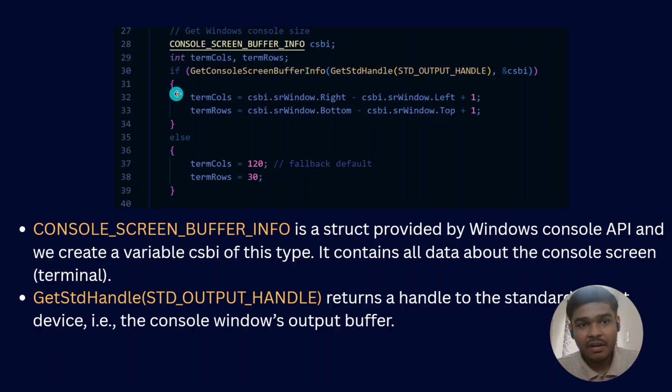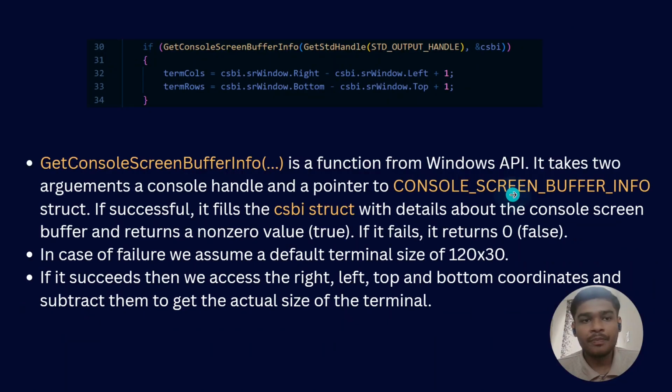We handle these cases in the if. Mostly it will succeed, but we also need to handle the failure cases. If it succeeds, we will run this part of the code, and if not, we will run this other part. So let's see what happens if it succeeds. First, get console screen buffer info is a function from the Windows API. It takes two arguments, as I told before, the first being a pointer to the console screen buffer info struct. If successful, it fills the struct with the console details and returns a non-zero value, which is true. And if it fails, it returns zero.